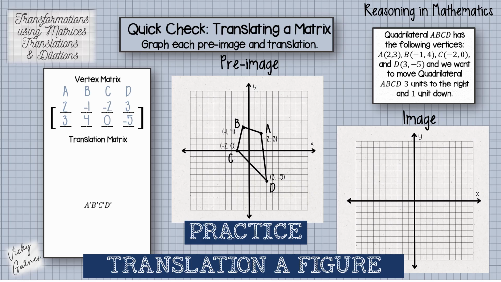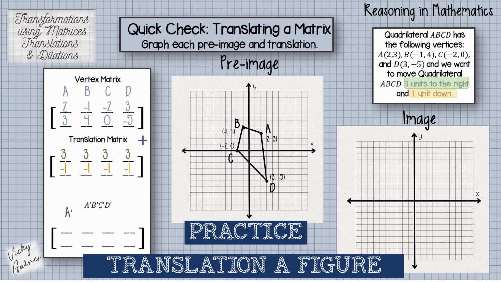Let's see. We want to move the quadrilateral ABCD 3 units to the right, 1 unit down. Here's our translation matrix. 3 units to the right, we're adding 3 to all the x's. 1 unit down, we're subtracting 1 from all the y's. So we need to add those two matrices together.